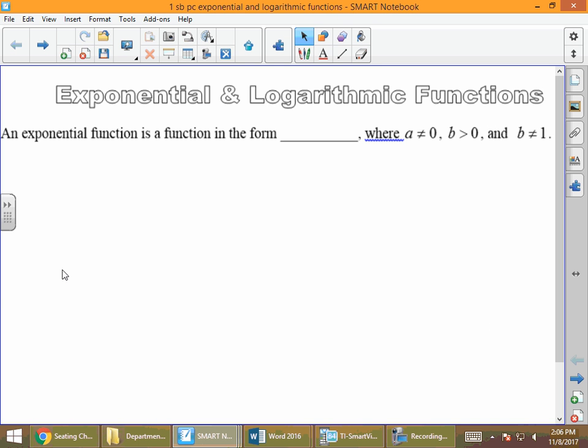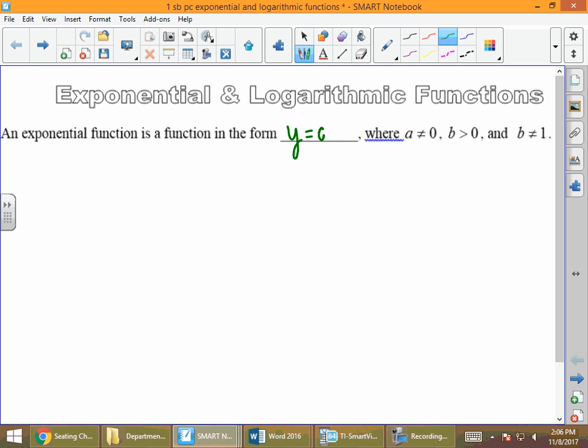So today we're going to look at exponential and logarithmic functions. And an exponential function is in the form of y equals a b to the x. And there are a couple of restrictions. The first one is a can't be equal to 0, because if a equals 0, then it cancels everything out.